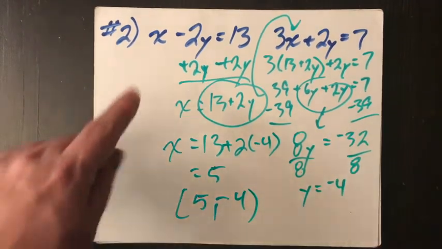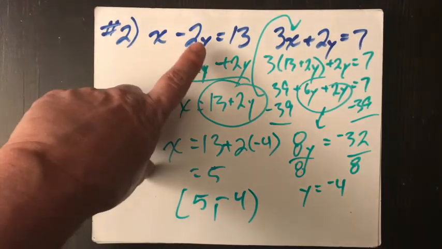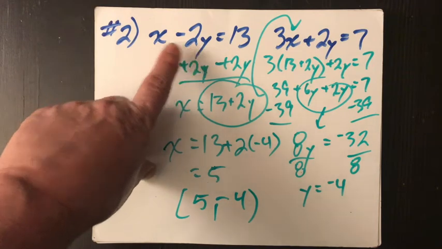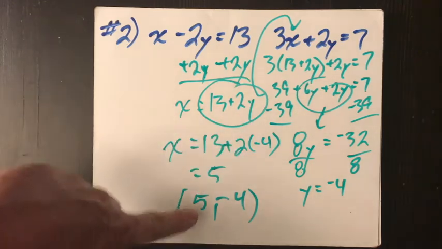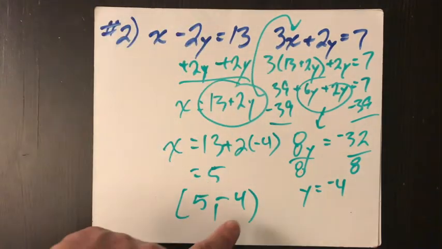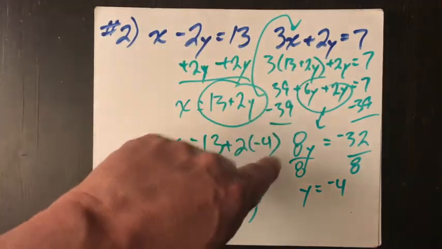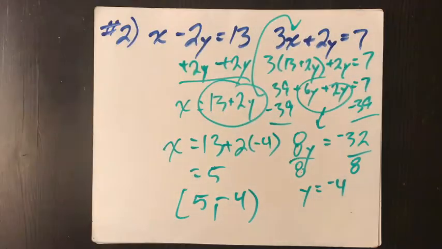Let's check that really quick. 2 times negative 4 would be negative 8. 5 minus negative 8, yep, that's 13. And 3 times 5 is 15. 2 times negative 4 is negative 8. 15 plus negative 8 does equal 7. Yes, that is the solution.